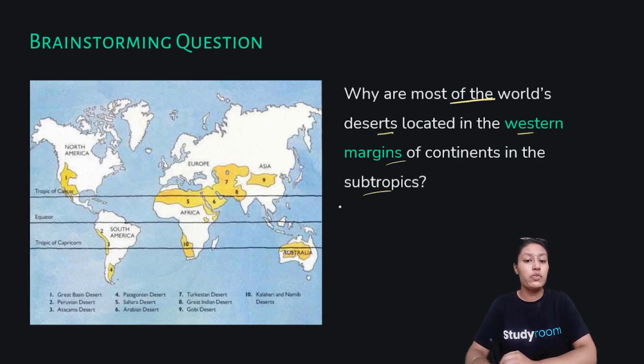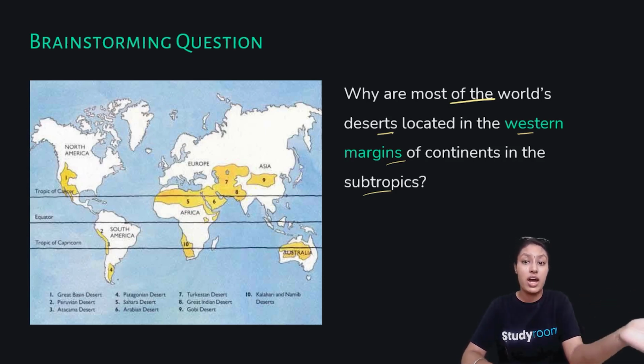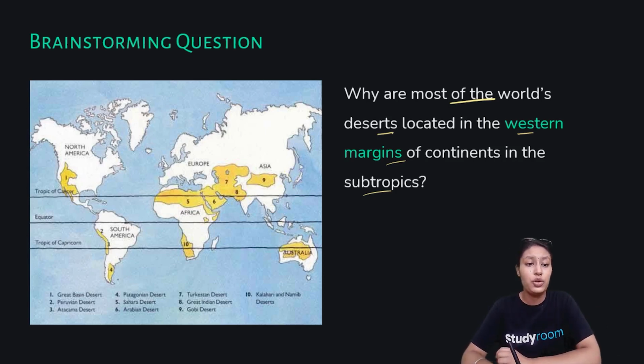Yes, that is true. If you observe the map, we will see that all the deserts in all the continents are almost located in the western margins. For example, in India, we have the Western Ghats, and all the deserts are in Rajasthan and Gujarat, for example the Rann of Kutch. Likewise, if you notice in Asia and Europe and even in North America, the deserts are located in the western margin.